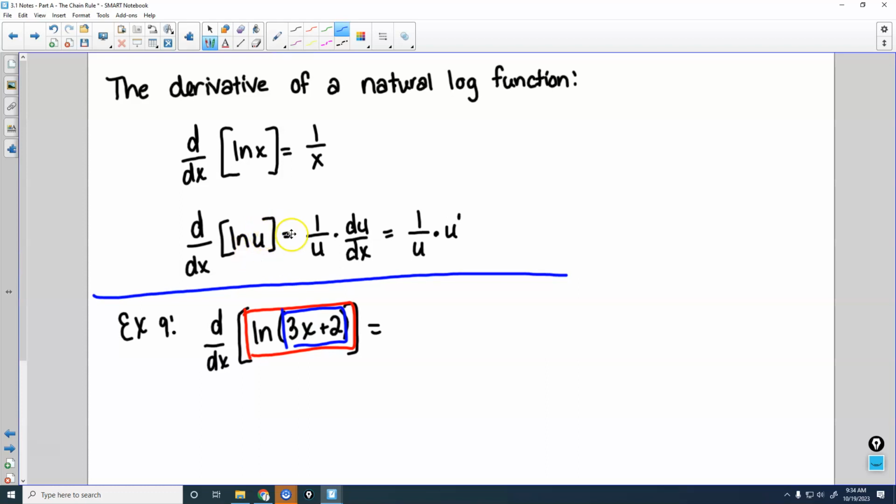Then your derivative is a chain rule problem. It's going to be 1 over whatever is inside of the parentheses times the derivative of whatever is in that parentheses. This du over dx is a way of saying the derivative of the inside, or sometimes it's just called u prime. I prefer that second notation there. I'm going to give you a second to copy that down.